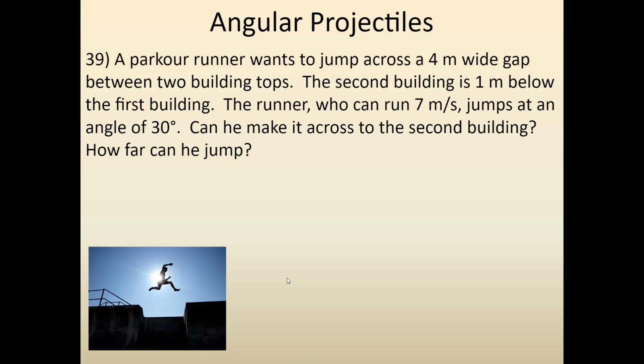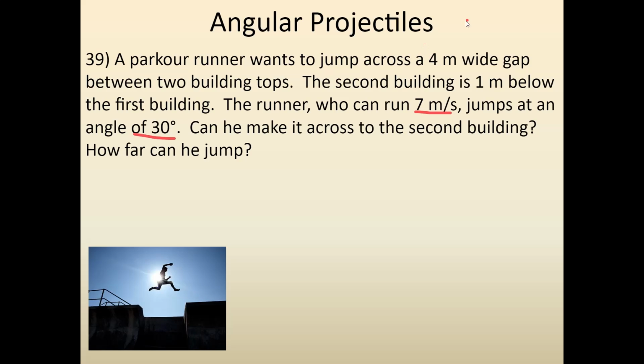Pause the video, work stuff. I'm going to go in a second. All right. Once again, they give us all this information. They give us the speed and the angle. So what we're going to do is 7 sine 30, 7 cosine 30 to figure out what the x and y values are.